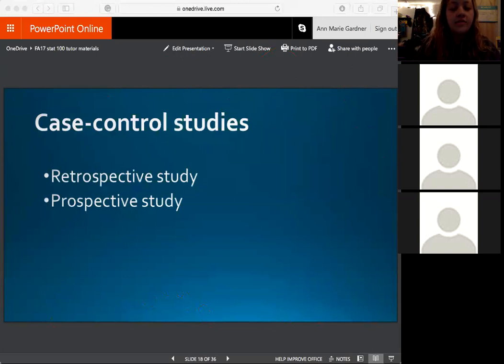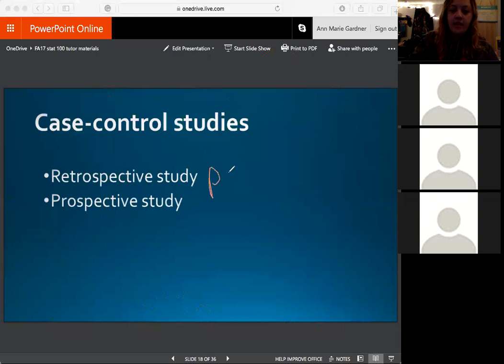In a retrospective study, we're comparing people, once again, who have the condition, the response variable, and those who don't, which is your control. We compare the patients who have the disease today to those who don't have it, and then ask them about past exposure. So retrospective is talking about the past.